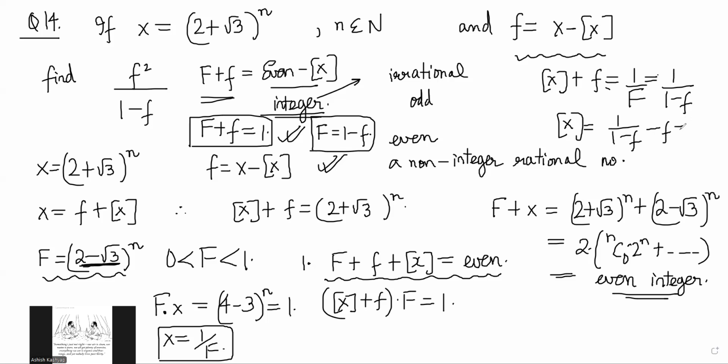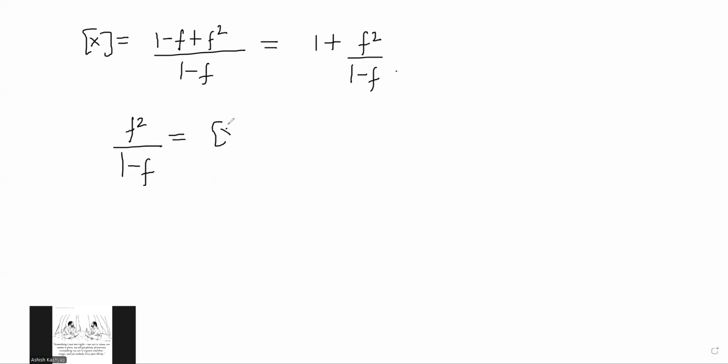So this becomes 1 minus f plus f squared by 1 minus f, right? That is equal to gif of x. So I'm getting this equation now. Gif of x is equal to 1 minus f plus f squared by 1 minus f. So basically that is 1 plus f squared by 1 minus f. And we are getting f squared by 1 minus f is equal to gif of x minus 1.